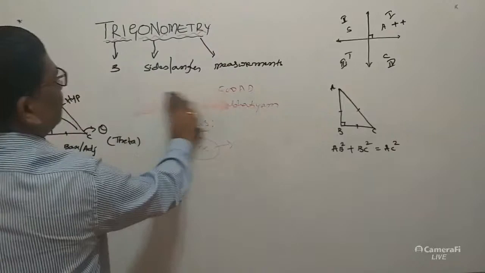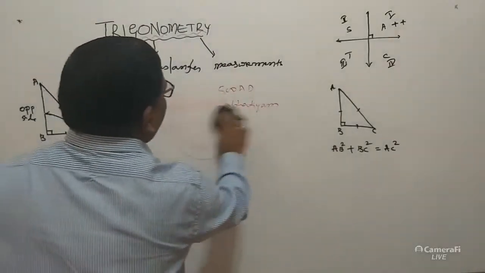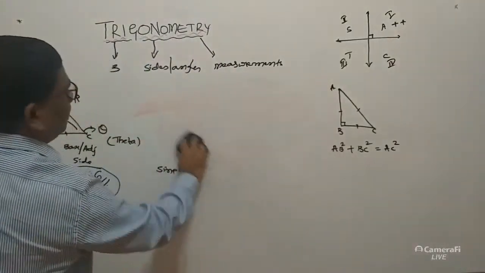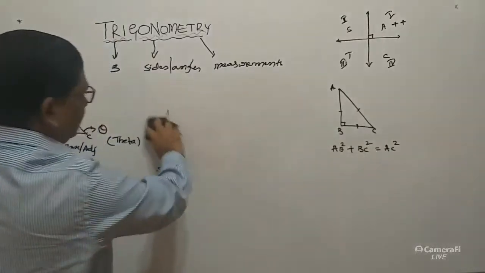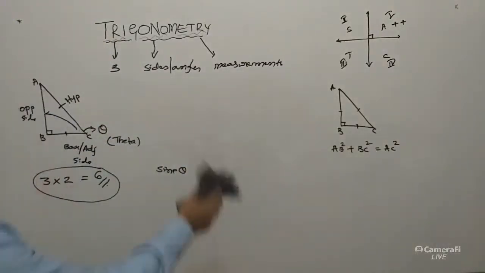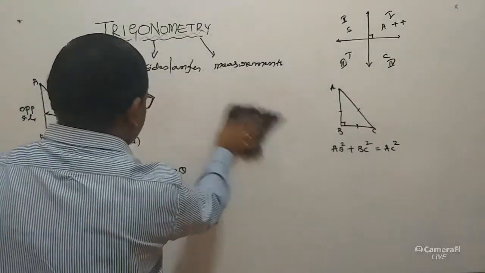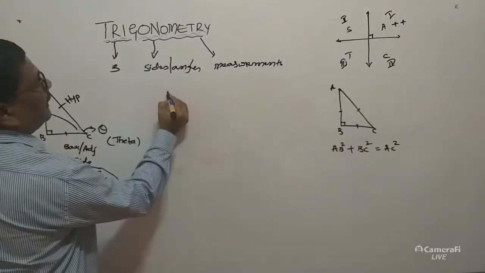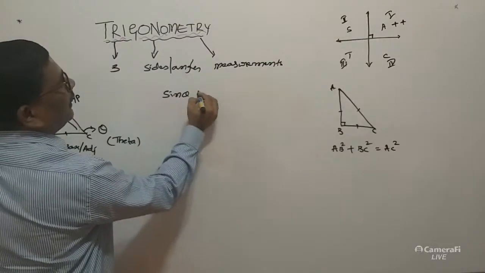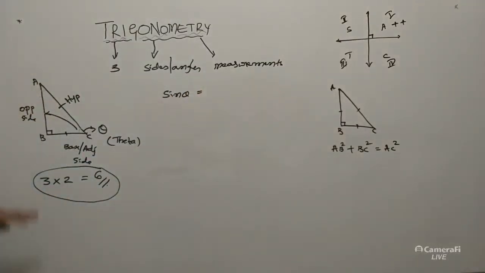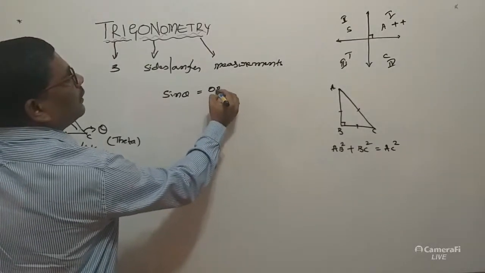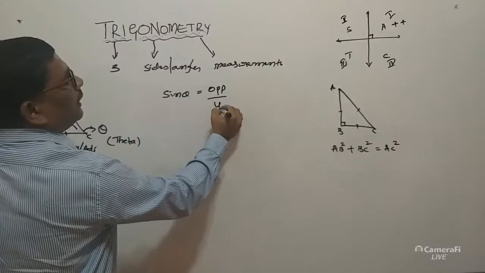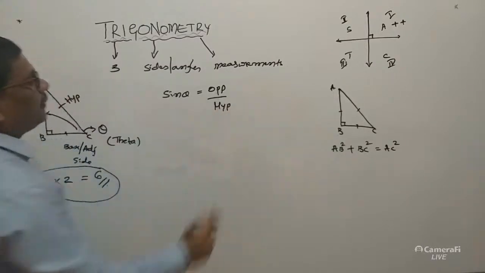As I told, the ratios of the right angle triangle: in the right angle triangle, the sine theta can be written as opposite by hypotenuse.